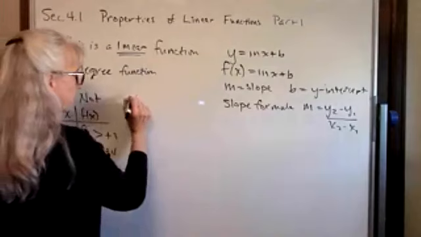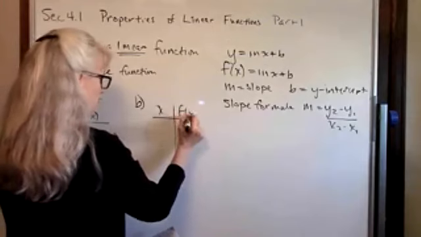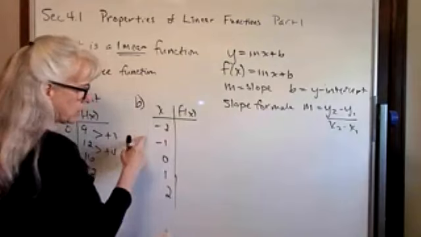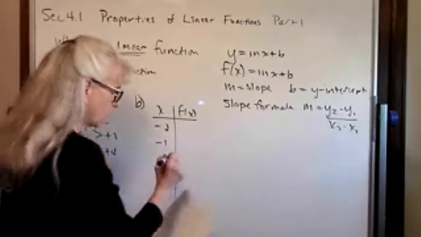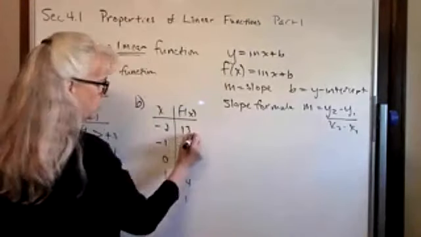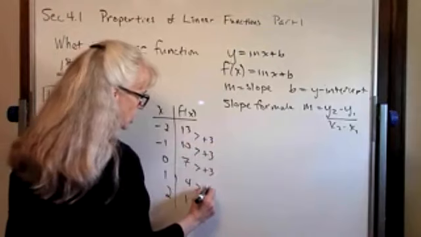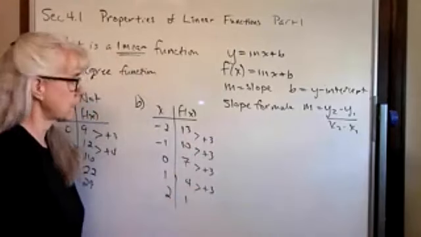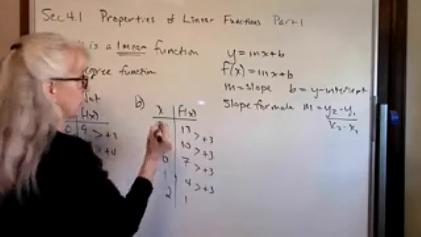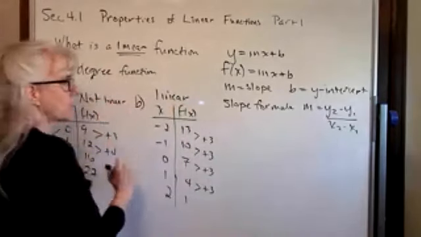What about part B? So part B, our x values are -2, -1, 0, 1, and 2. And sure enough, we can see that these are increasing by 1. So the change in x is a constant. What about the change in y? We have 13, 10, 7, 4, and 1. Well, the change over here is 3. And for each change in x, the change in y is a constant. So this one's a linear function. Sorry, they're both functions. They have one input, one output. This one is a linear function. This one's not. Well, they want us to find the slope.